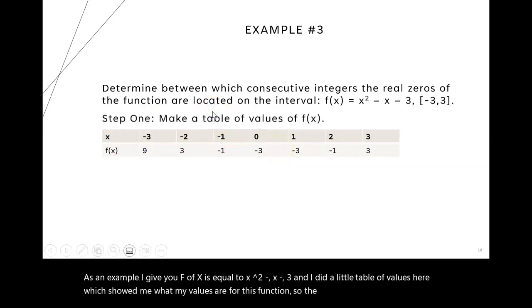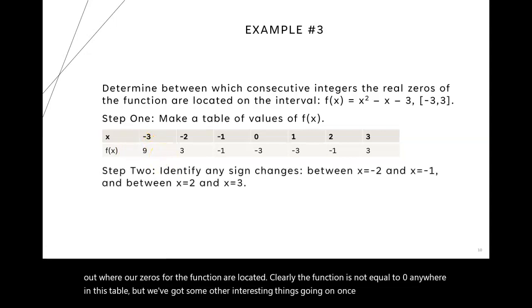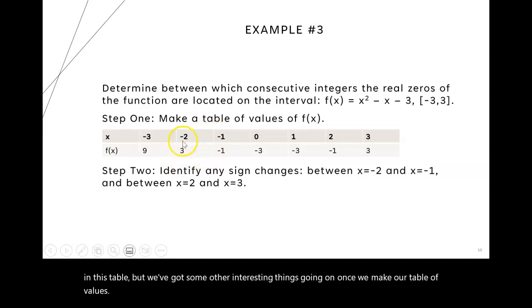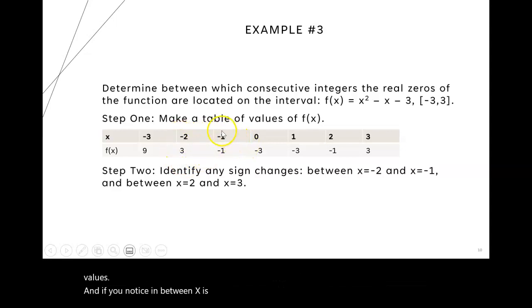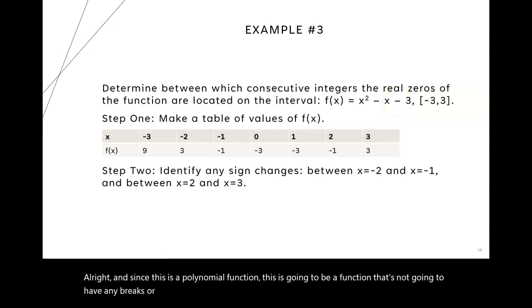So the idea of this theorem is to figure out where our zeros for the function are located. Clearly the function is not equal to 0 anywhere in this table, but we've got some other interesting things going on once we make our table of values. If you notice, in between x is equal to -2 and x is equal to -1, there's a sign change. Since this is a polynomial function, it's not going to have any breaks or holes in it, and it's what we call a continuous function.